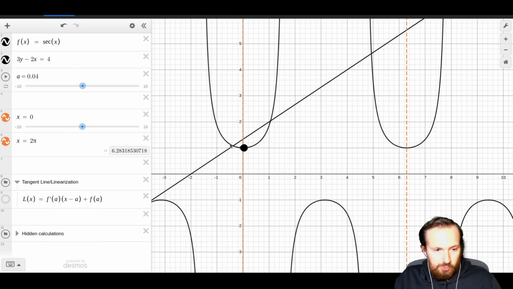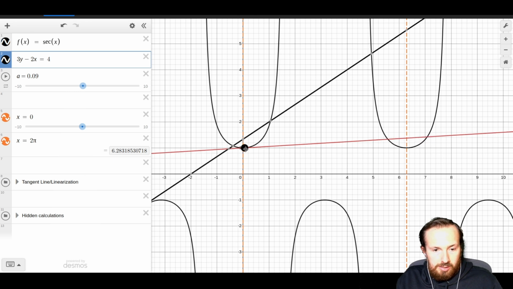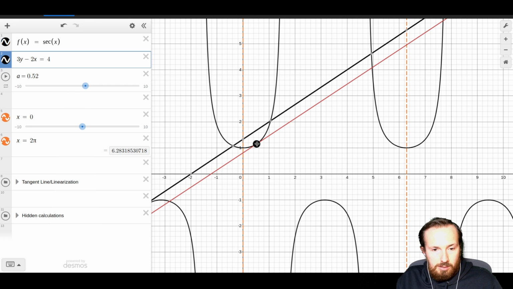Here's a quick visualization I built on Desmos. Basically, we have two functions. One is y equals secant of x, and the other is 3y minus 2x equals 4. And basically what they're asking us to find is the point on secant x. If I turn on the tangent line, they're asking us to find the point on secant of x where the tangent line is parallel to that other line.